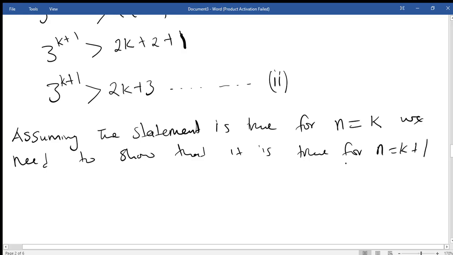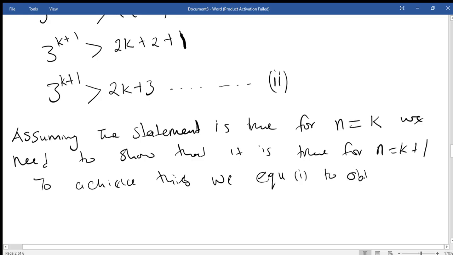So to achieve this, we use equation 1 to obtain equation 2. So what was equation 1? Equation 1 was 3 power k greater than 2k plus 1. So we're going to use this equation to obtain equation 2.